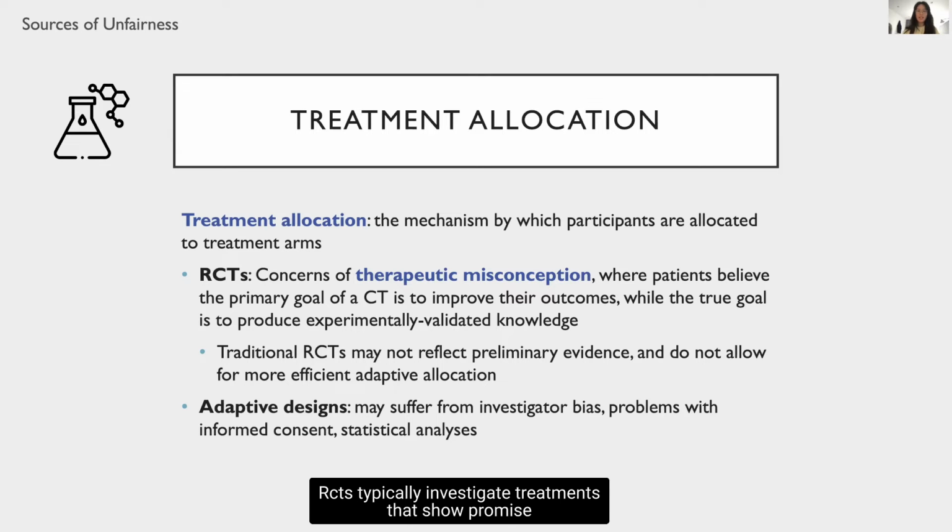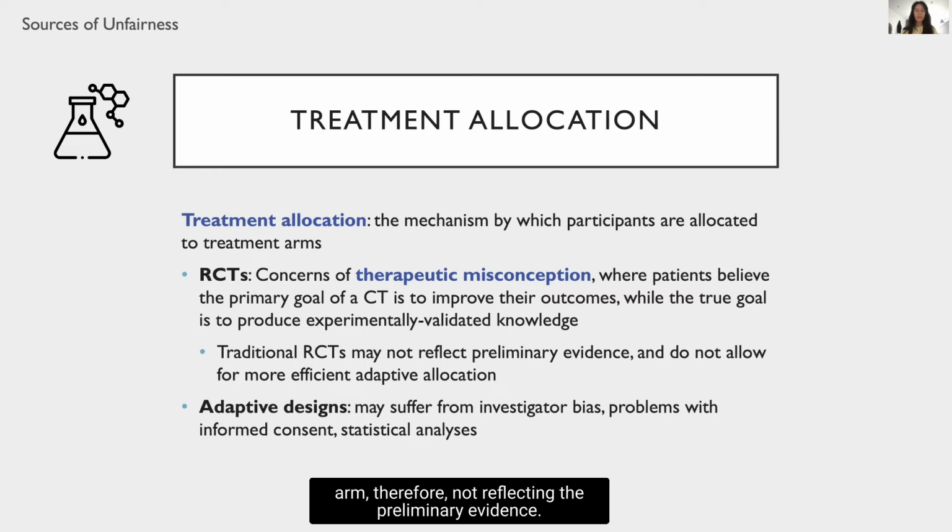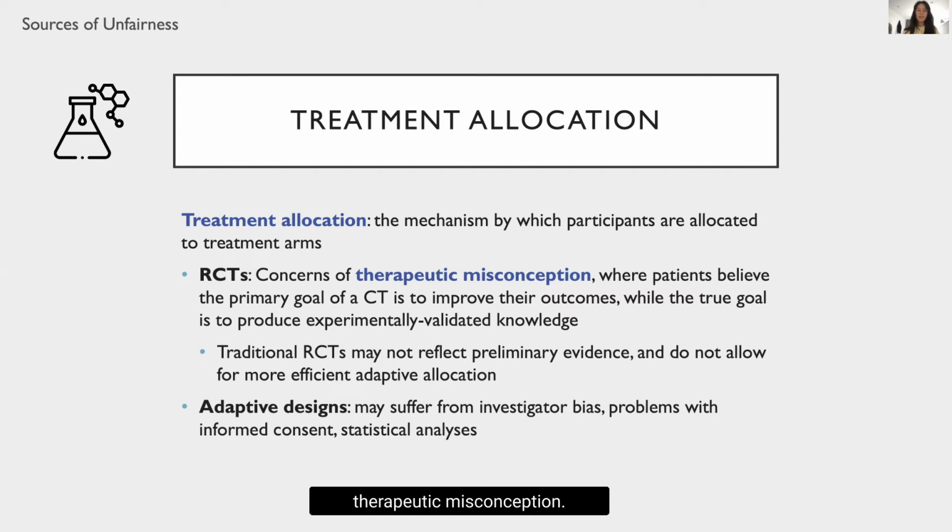RCTs typically investigate treatments that show promise in pilot trials, but are usually conducted with a fixed equal allocation ratio, meaning that equal numbers of patients are distributed to a control arm and a treatment arm, therefore not reflecting the preliminary evidence. Adaptive designs, such as adaptive allocation ratios based on treatment successes, may provide a way to improve patient outcomes within clinical trials by optimizing over efficacy while maintaining scientific validity, thereby reducing the impacts of therapeutic misconception.